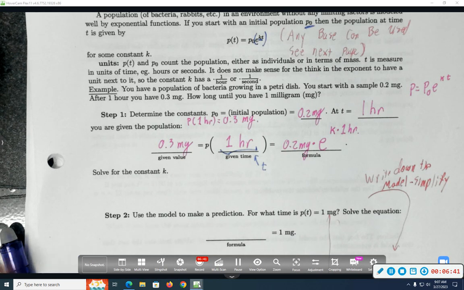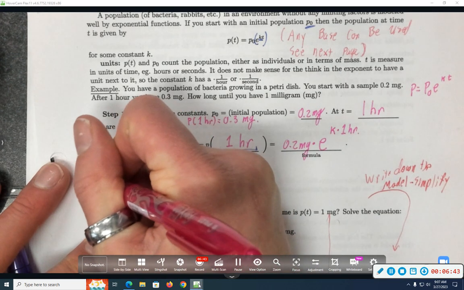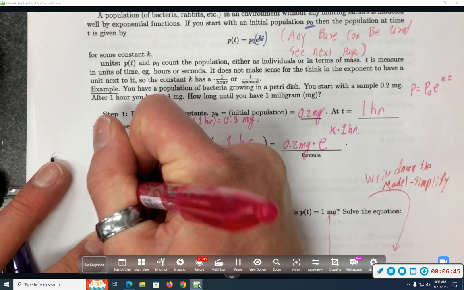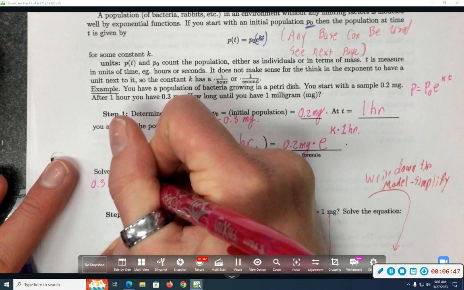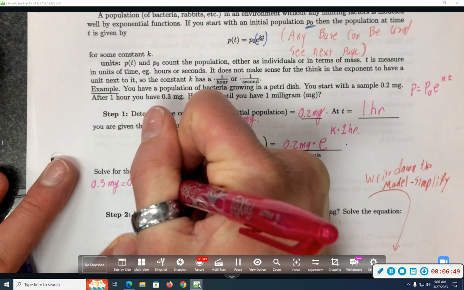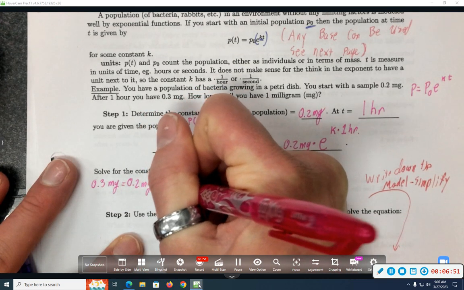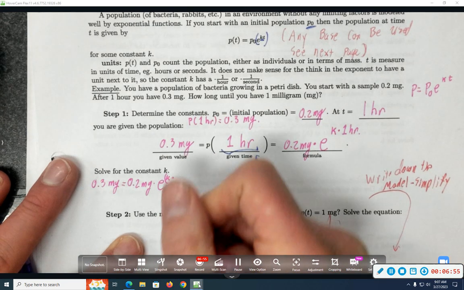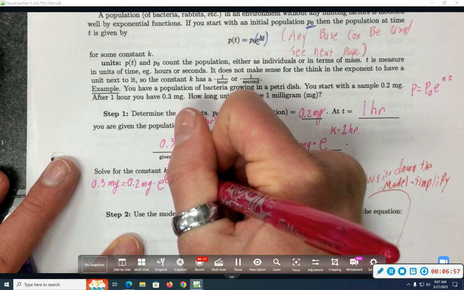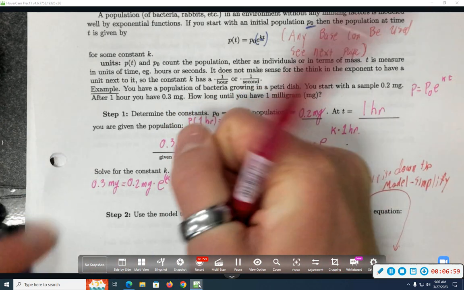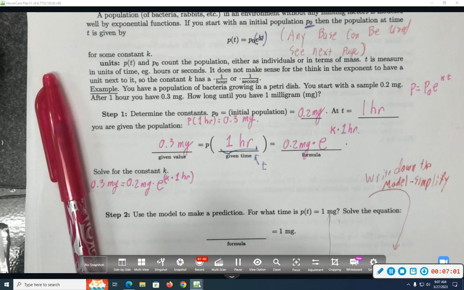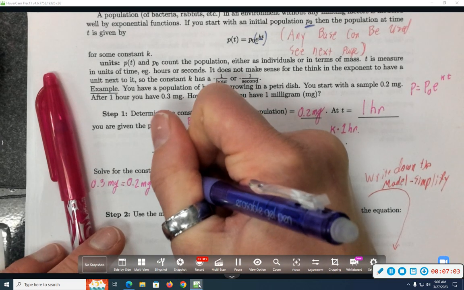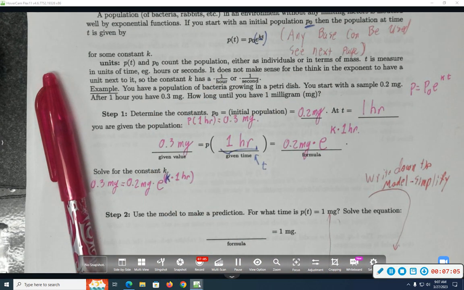So the equation we need to solve is 0.3 milligrams. I'm going to include all the units. Equals 0.2 milligrams times e to the K, I'll include the parentheses, times 1 hour. And maybe for emphasis, the K is in purple because it's the thing that I would like to find out. I would like to solve that for K. What seems like a good first step?